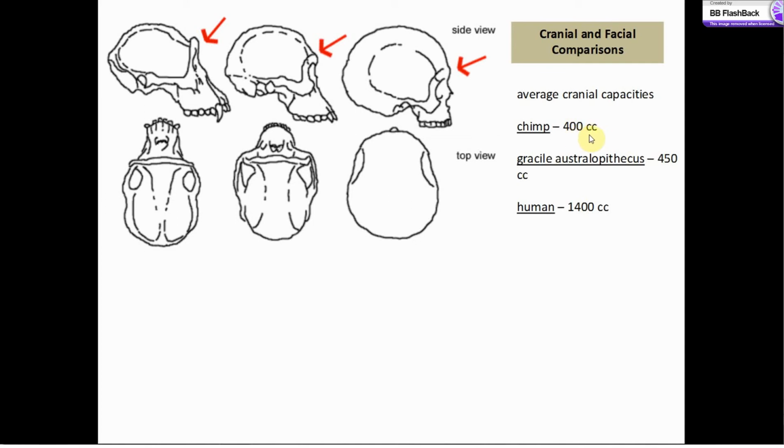And so 400 cubic centimeters is about how much brain a chimpanzee has. Gracile Australopithecines, like Lucy, about as much, about 450 cubic centimeters. But a human being has 1,400 on average, right? All of this area here is occupied by brain in a human. All this area here would be occupied by brain in an Australopithecus, and here's a chimpanzee.